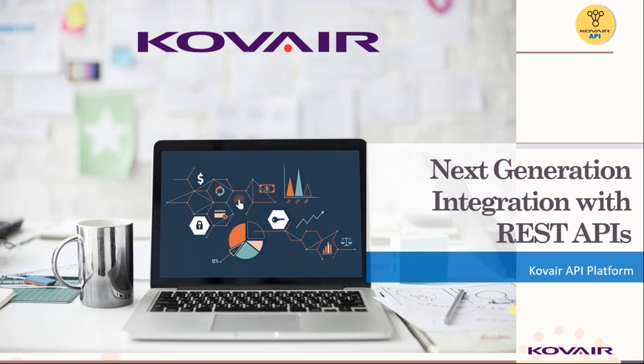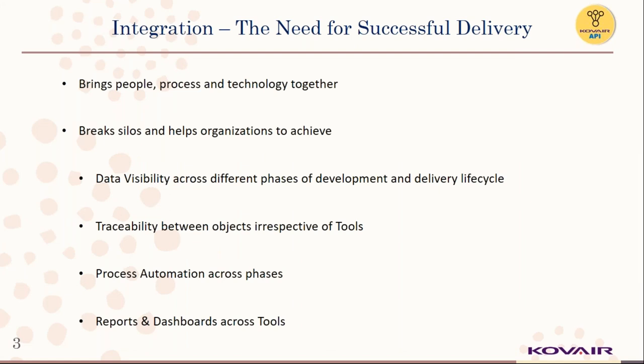So to start with, let us first have a quick look into the importance of integration. Right? So how integration works, or what are the benefits that an organization get through an integrated environment? It brings people, process, and technology together and breaks silos for achieving better quality and increased productivity. But the question is, how integration helps to achieve all this? So with an integrated environment, what you can achieve is data visibility across different phases of development and delivery lifecycle, traceability between objects irrespective of the tools where the data is residing, process automation across phases, as well as reports and dashboards using the data residing across tools.